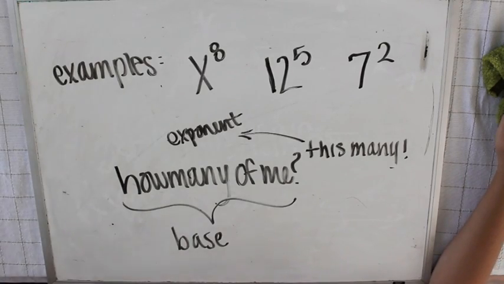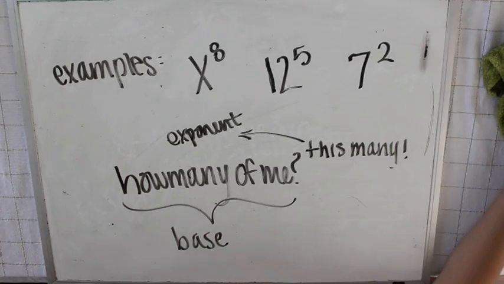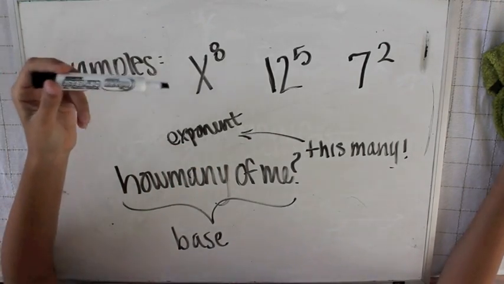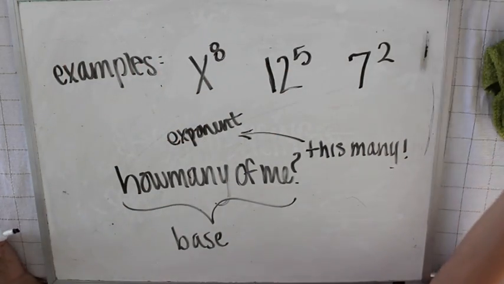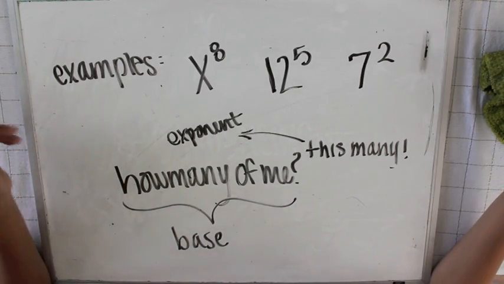Exponents, but first I'm going to do a little recap of what an exponent is. So an exponent is just the base to an exponent. These are just some examples: x to the 8th, 12 to the 5th, and 7 squared, or 7 to the 2nd power. Really, what an exponent is doing is just condensing a really big multiplication problem.